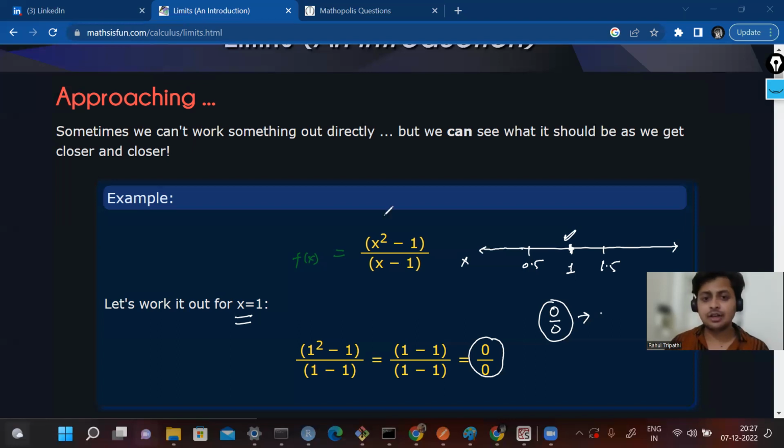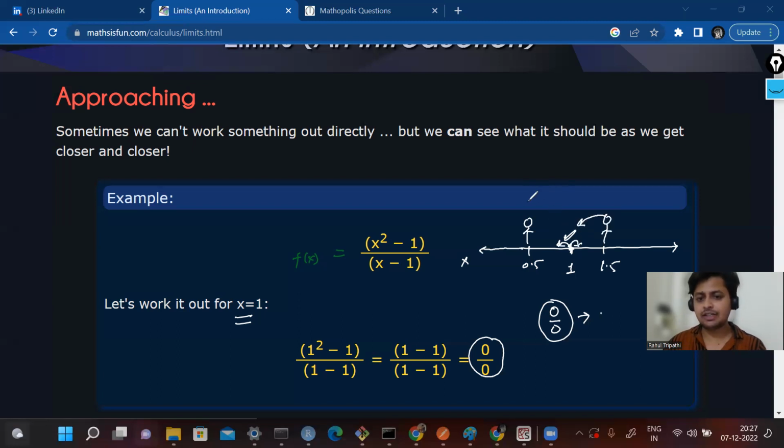And how can we solve it? It's very easy. Instead of taking the exact value of 1, we get closer and closer. If instead of taking exactly 1, we take a value very close to 1, what do I mean by that? Let's suppose I start from here and go till 1 but not exactly 1, and from here also I go till 1 but not 1.